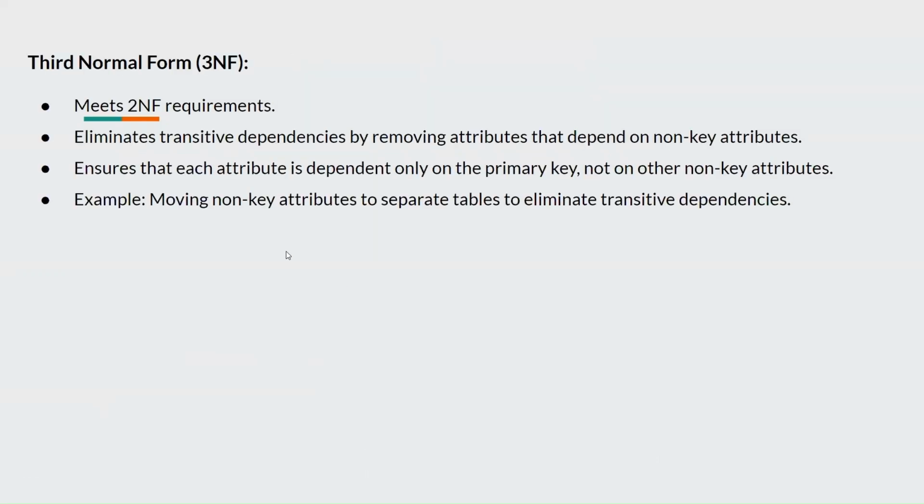Then came the third normal form. It builds upon the second normal form requirements, and it aims to eliminate the transitive dependencies by removing the attributes that depend on the non-key attributes or non-prime attributes. It ensures that each attribute is dependent only on the primary key and not on any other non-key attribute. An example was moving the non-key attributes to separate tables to eliminate the transitive dependencies.